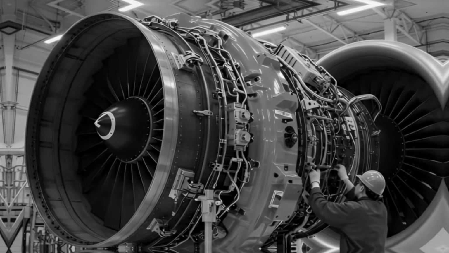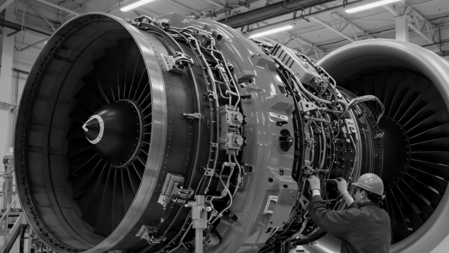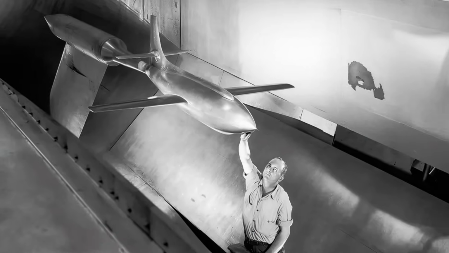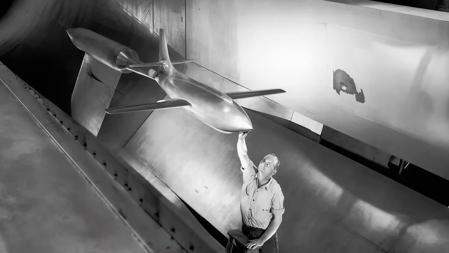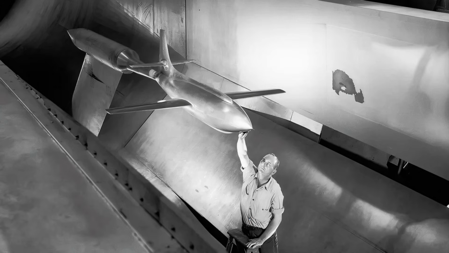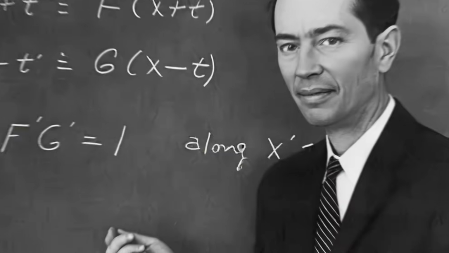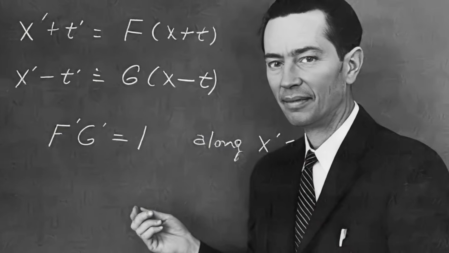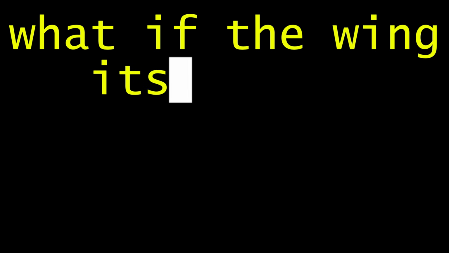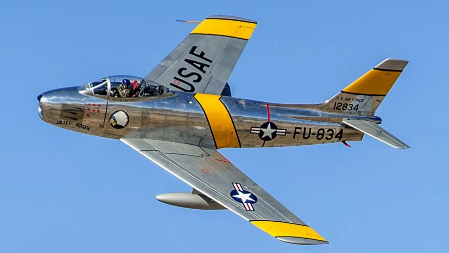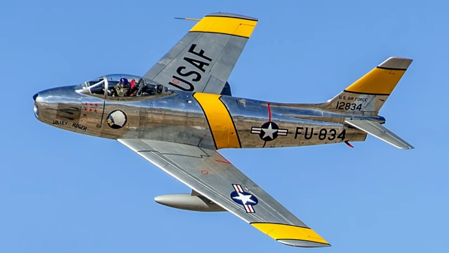For decades, aircraft designers assumed speed problems came from engines and materials. When planes failed at high speed, they added thrust, reinforced structures, and accepted rising drag as inevitable. Robert T. Jones questioned a simpler assumption. What if the wing itself was presented to the air in the wrong way? That single question led to one of the most important aerodynamic breakthroughs of the jet age.